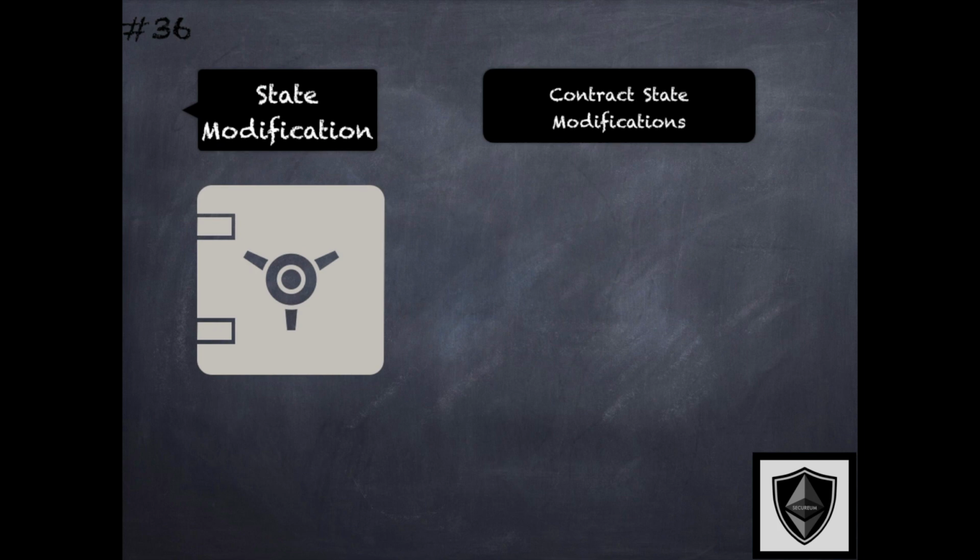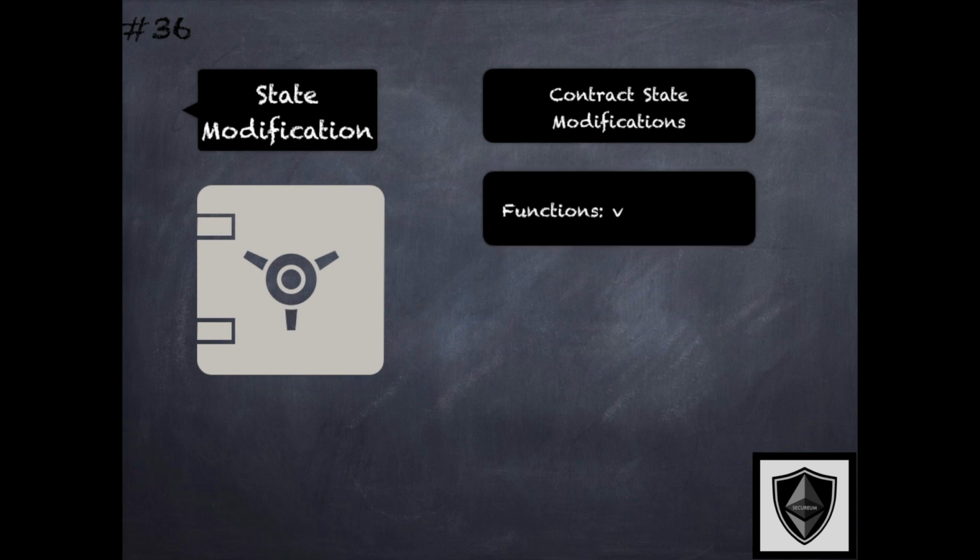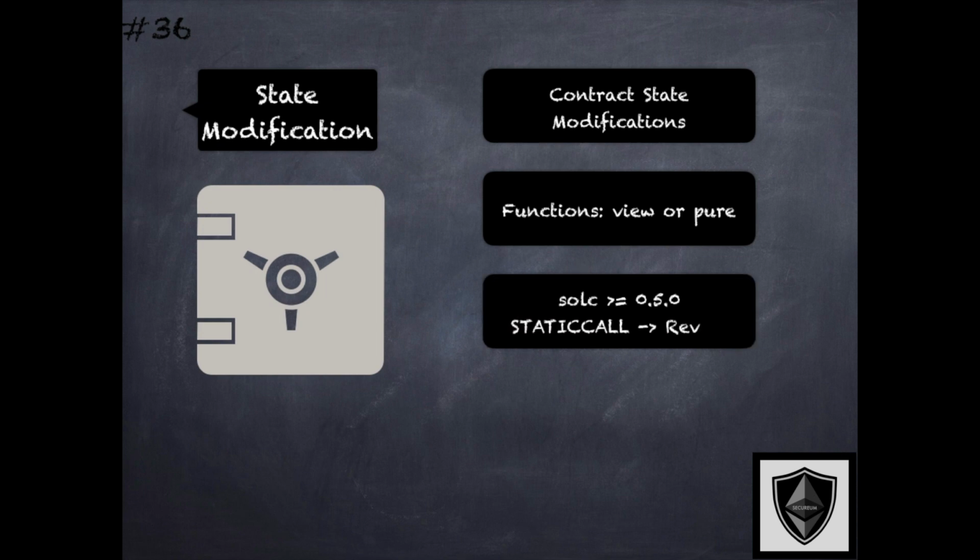Contract state modifications made in functions whose mutability is declared as view or pure will revert in contracts compiled with solc version greater than or equal to 0.5.0. This is because this compiler version started using the static call opcode for such functions, and this instruction leads to a revert if that particular function modifies the contract state.